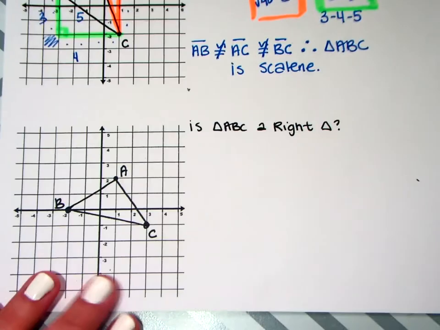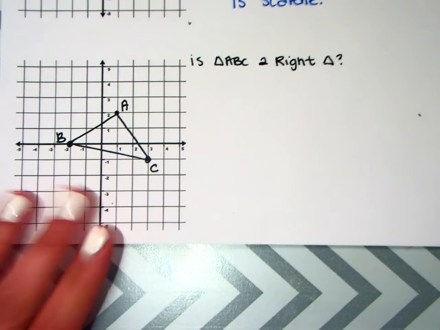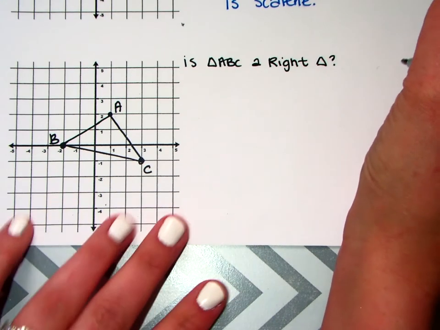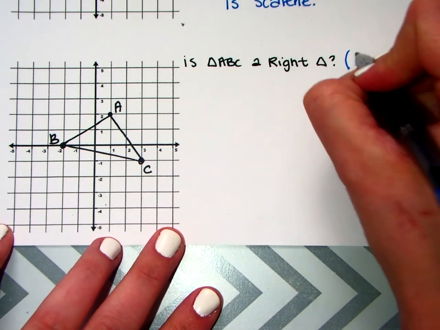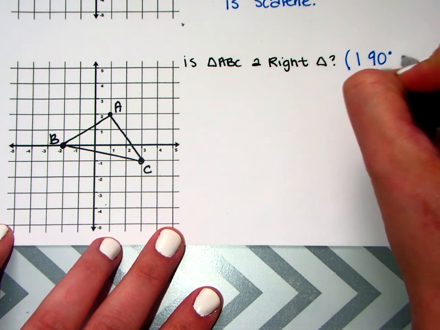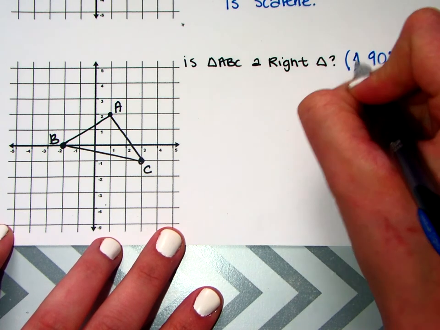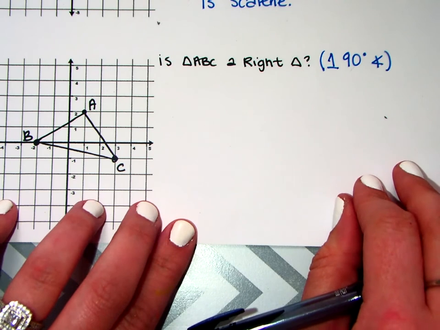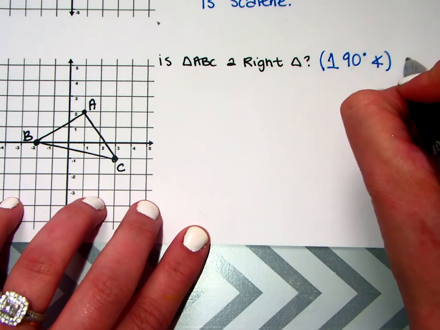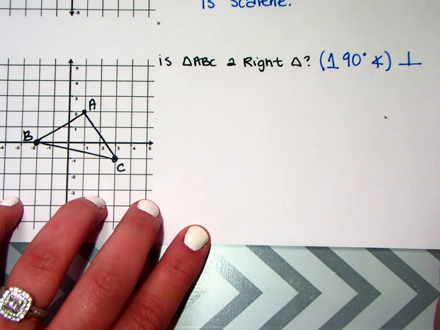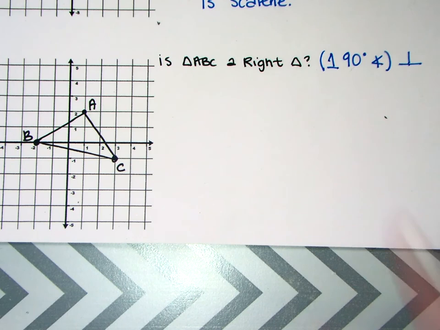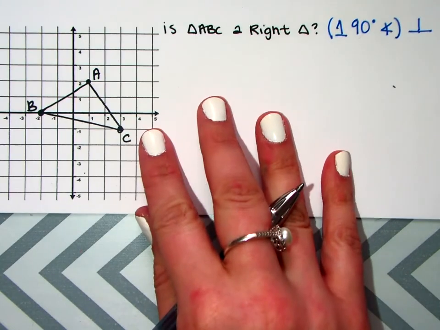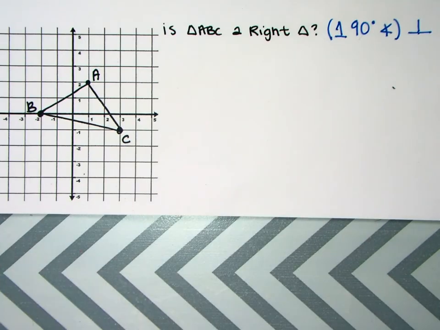All right, our last type of triangle, is triangle ABC a right triangle? The way that you're going to show if you have a right triangle is you should have one 90-degree angle. So one angle has to be 90. The way you prove 90-degree angles in the coordinate plane is using slope. You have to have perpendicular lines. Remember, perpendicular lines are opposite reciprocals, meaning the fraction must flip and the sign must change.